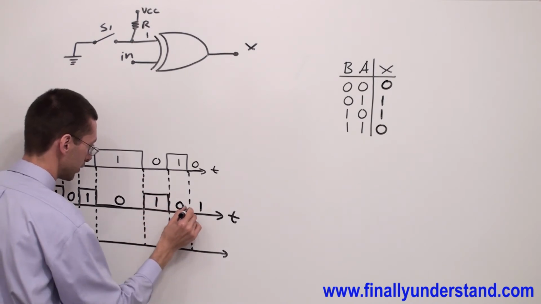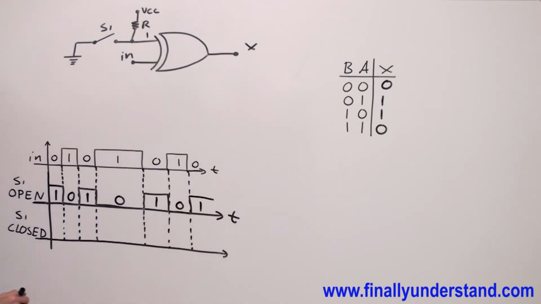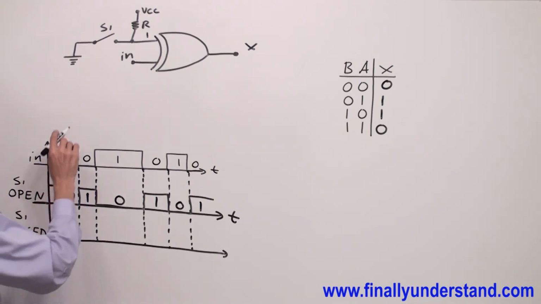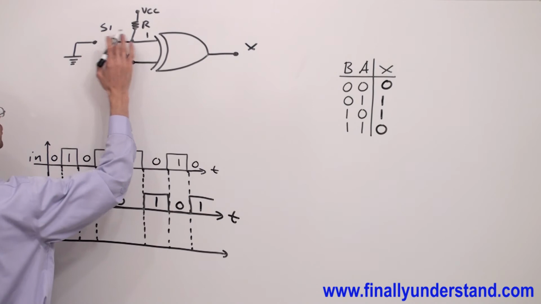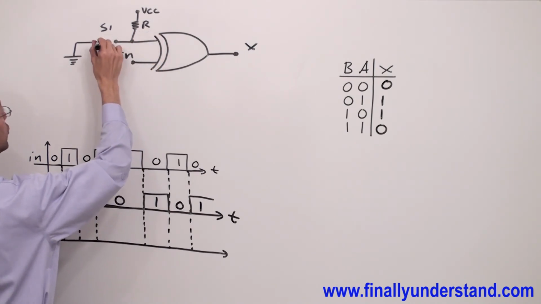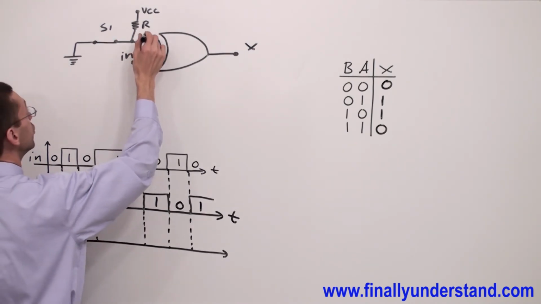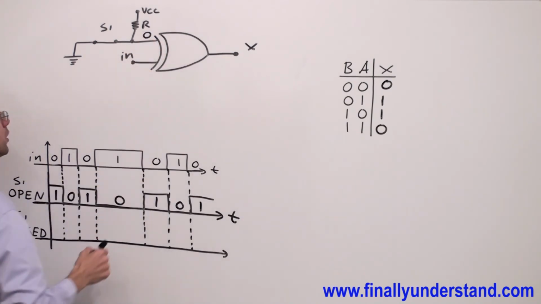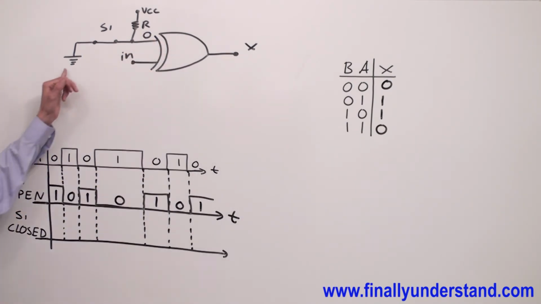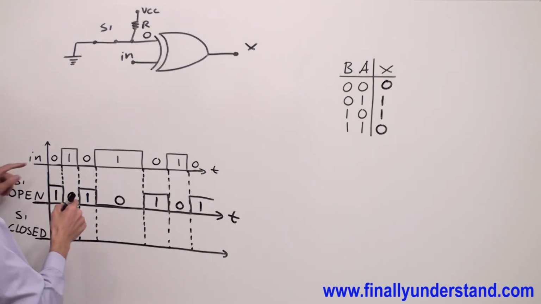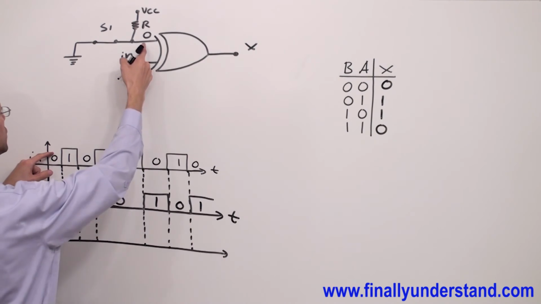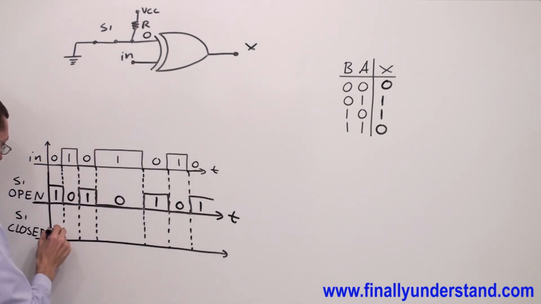Please notice that if the switch is open, the output waveform is the complement of the input one. Now let's take a look at what will happen if we close the switch. If I close the switch, this input is going to receive logic 0 because you connect ground to this input. And again, 0 exclusive OR 0 gives me 0.